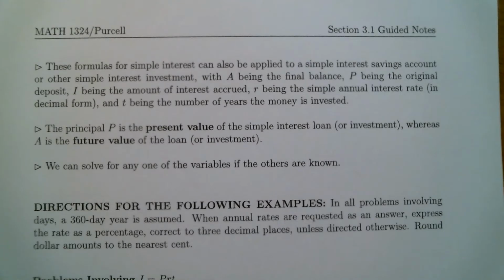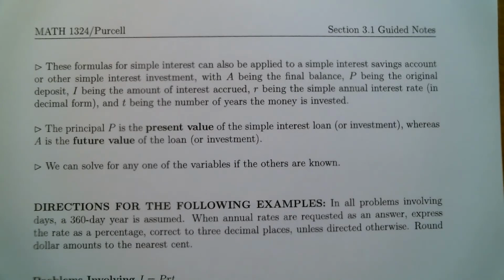A couple of other words you may hear are present value and future value. So let's take a look at the second bullet point. The principal P. Remember, if you're looking at it from a loan perspective, P is the amount of money you've borrowed. If you're looking at it in terms of a savings account, P is the amount of your original deposit. So that principal is called the present value of your simple interest loan or investment, whereas A is the future value of the loan or the investment.